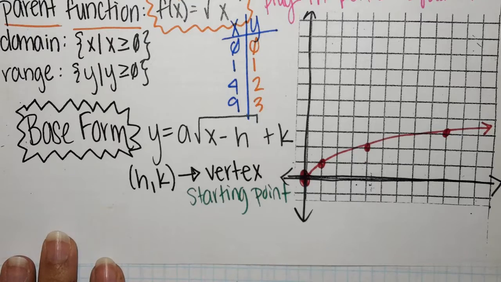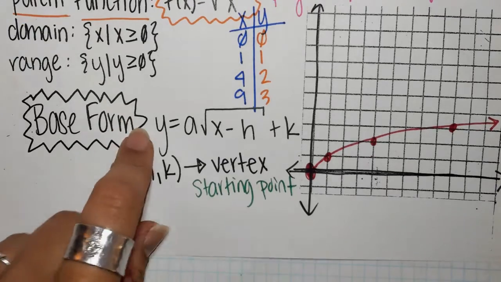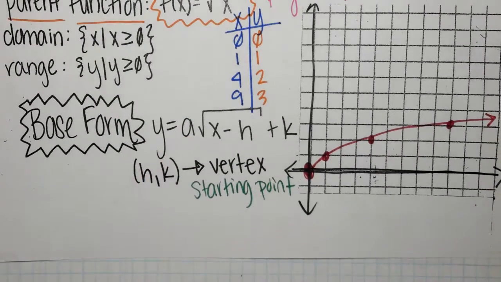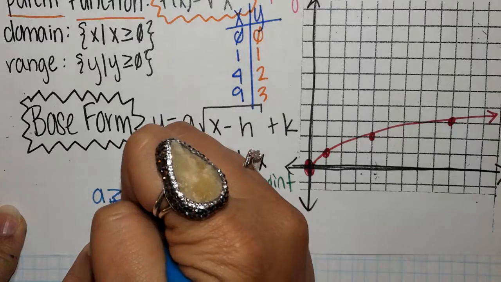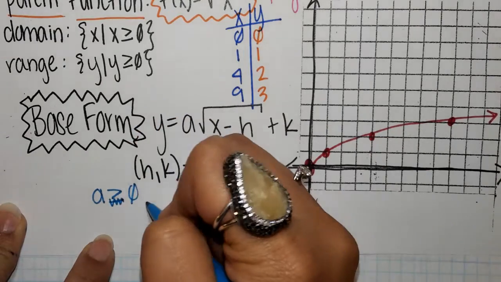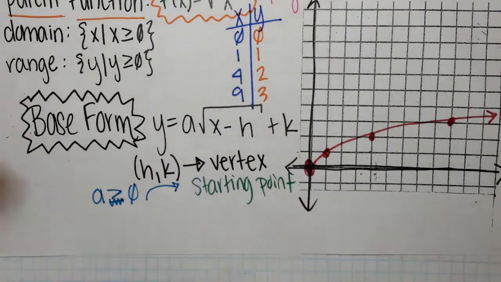And then you use your perfect squares from there. And the rules of a still apply. So remember when our parabola, when a was greater than 0, it opened up. And when it was less than 0, it opened down. So if a is greater than 0, it's like this.